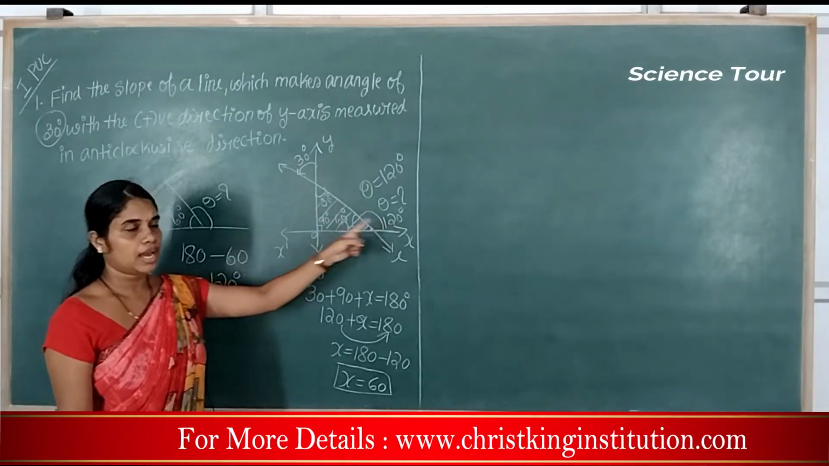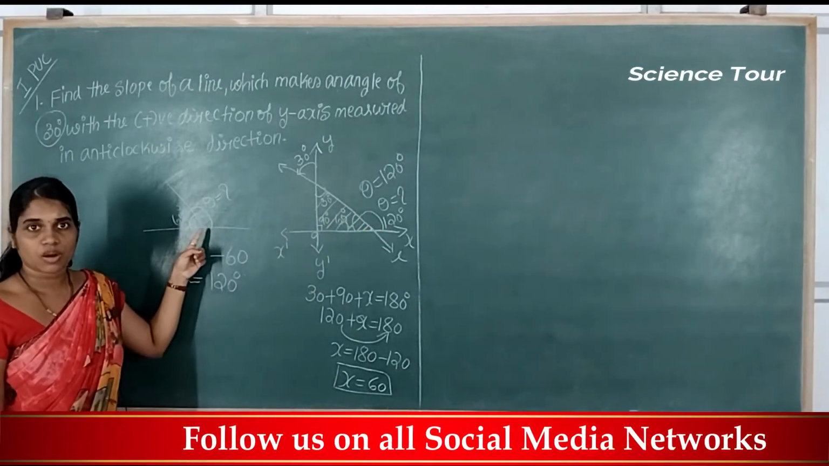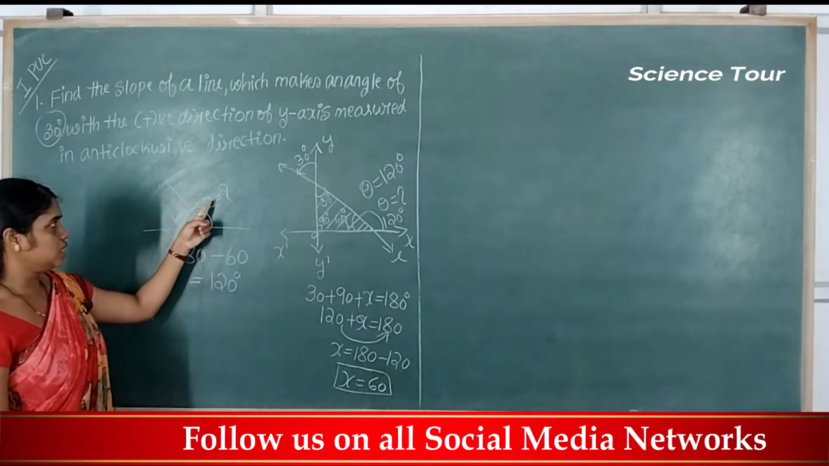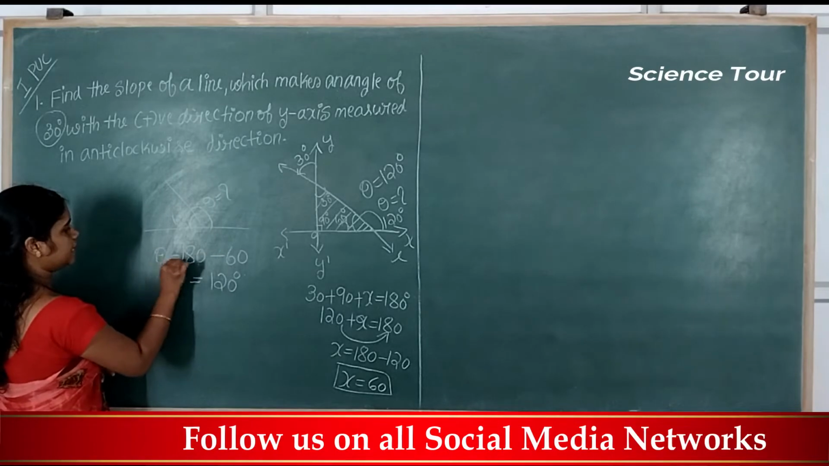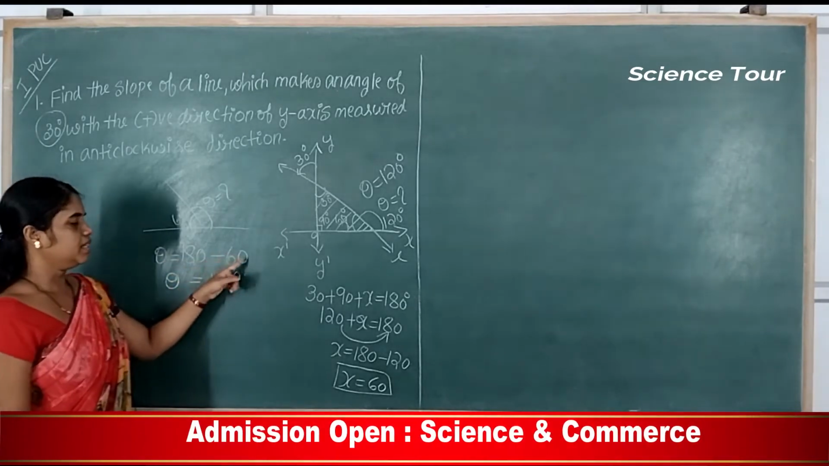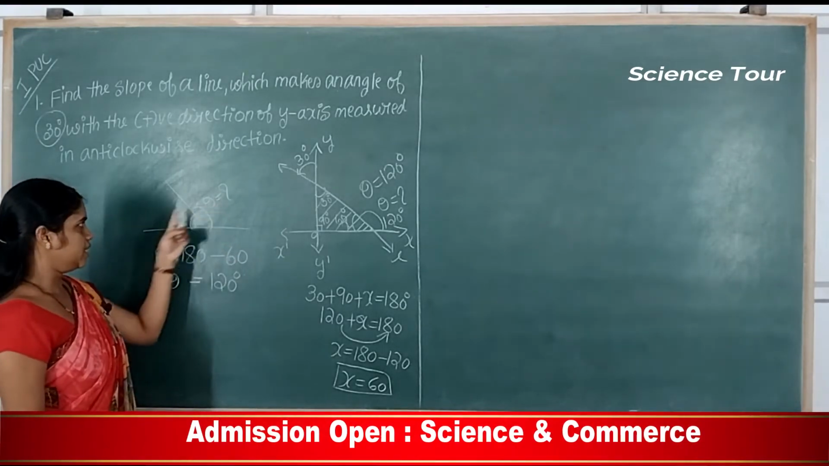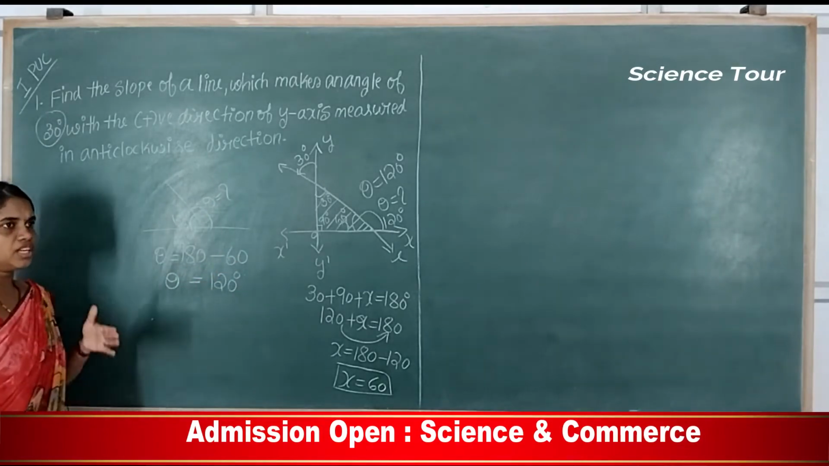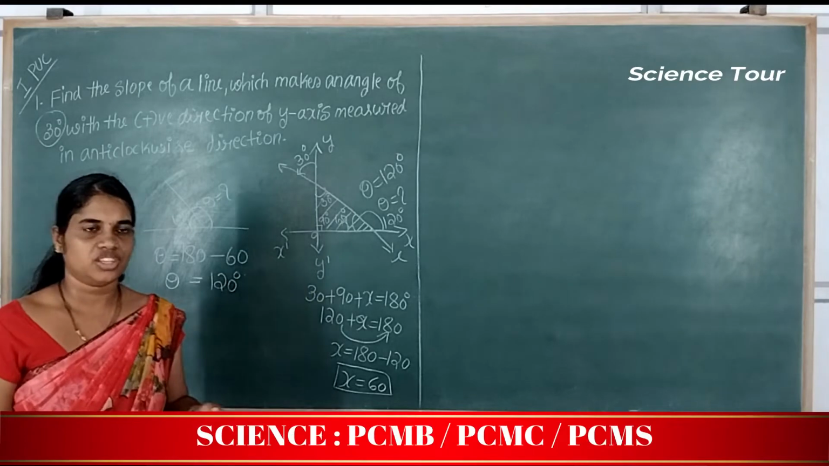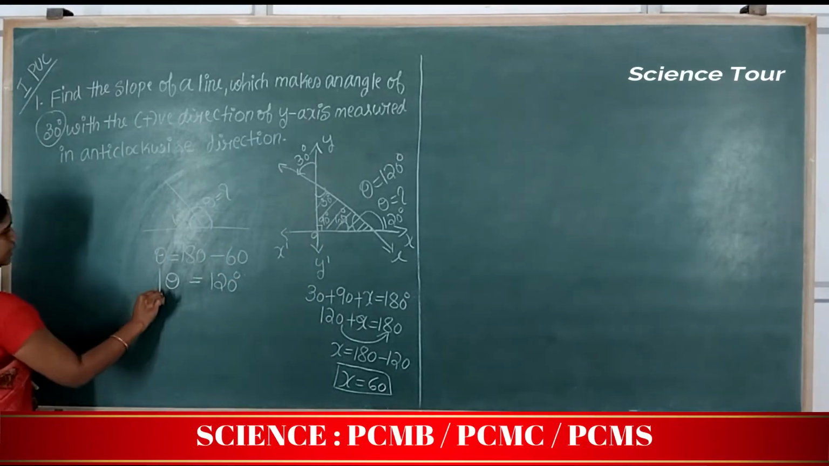Then what about this angle? I will use the linear pair concept. If it is 60, then how to calculate this theta value? Theta is equal to 180 minus 60. From 180 degree, remove this 60, you will get 120 degree. So the required value of inclination is nothing but 120 degree.